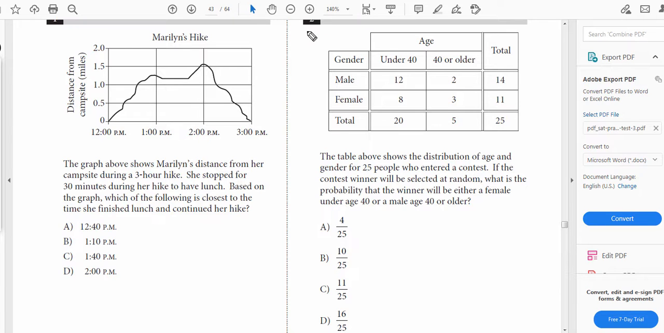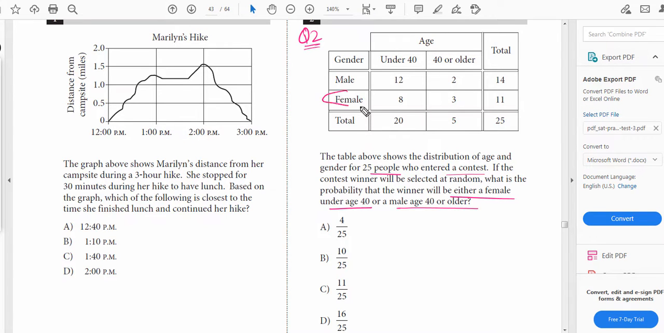Alright, so let's see question number 2. We have been given a table, and it says the table above shows the distribution of age and gender for 25 people who entered a contest. If the contest winner will be selected at random, what is the probability that the winner will be either a female under age 40 or a male age 40 or older? So we have to find out the probability for the female that is less than the age of 40, and the male who is older than the age of 40.